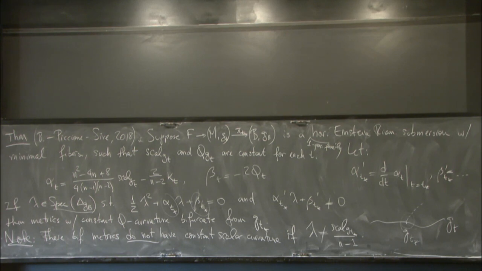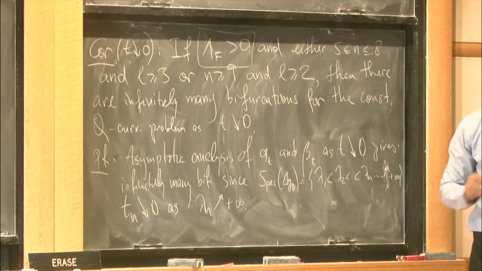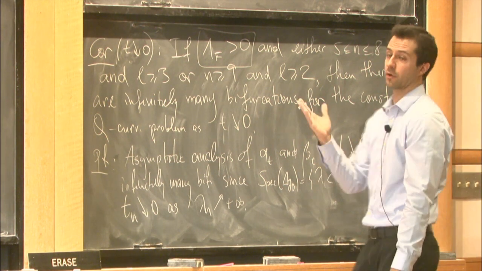Okay, so I'll state this kind of loosely. It gives infinitely many bifurcations, since the spectrum of the base has eigenvalues lambda_1, lambda_2, and so on, going off to infinity, and the corresponding t's, so t_n goes to 0 as lambda_n goes to infinity. Okay. So you're using crucially that the fiber has positive Ricci curvature in this case, because you want the Q-curvature to become arbitrarily large. So you're shrinking these fibers, and that's going to contribute in the Q-curvature and make the Q-curvature go to plus infinity as well.